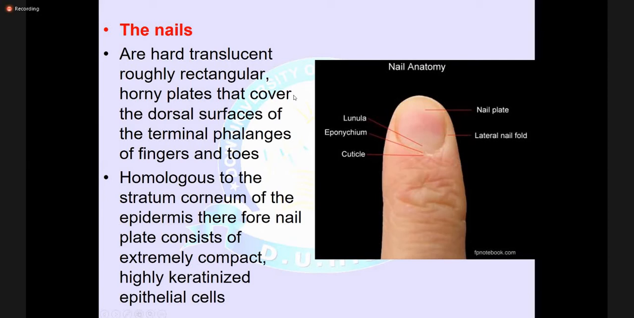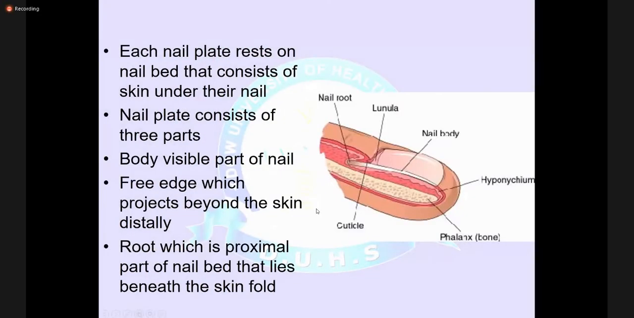So they are the hard, translucent, roughly rectangular horny plates that are present on the dorsal surface of the distal phalanges of the fingers and toes. You already know they are homologous with the stratum corneum of the epidermis, right? And they are an extremely keratinized and compact structure.